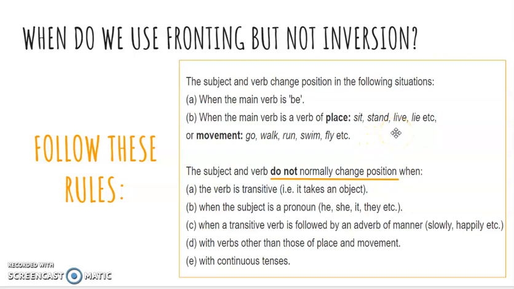However, when do we not use inversion with fronting? Well, when the verb is transitive, that means when it takes an object, when the subject is a pronoun, as we've said before, when a transitive verb is followed by an adverb of manner, slowly or happily, with verbs other than those of place and movement, and with continuous tenses. Again, these rules are really comprehensive, and you don't need to learn this by heart. Probably the most important case is this one, when the subject is a pronoun.